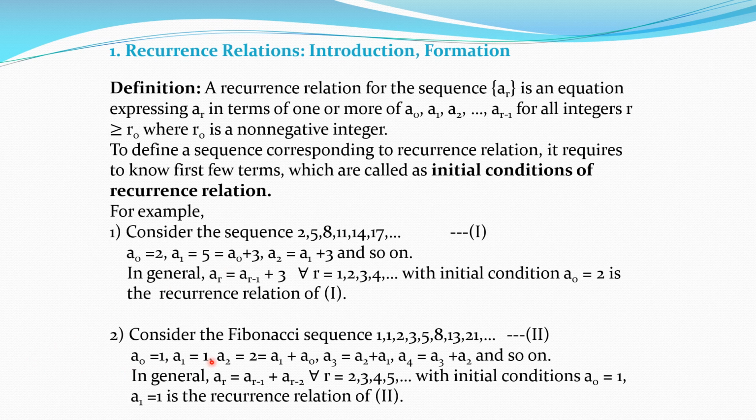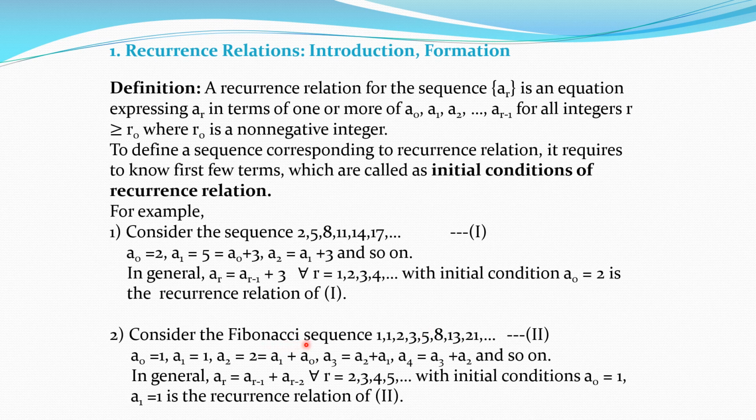Now, see the second sequence. Consider the Fibonacci sequence. This is a very famous sequence. After that, we will see what the Fibonacci problem is. Now, consider the Fibonacci sequence 1, 1, 2, 3, 5, 8, 13, 21 and so on. By observing the terms of the sequence, it is quite difficult to find the next term, because here the first and second terms are both the same.